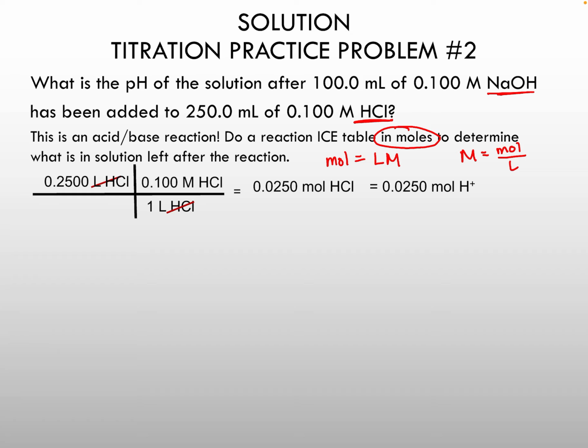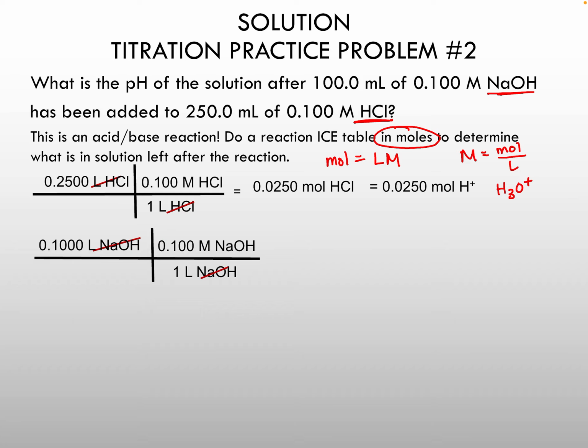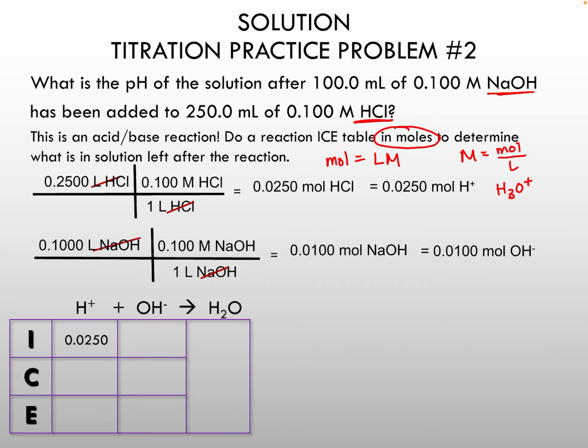So we get our moles of hydrochloric acid. That, because it dissociates completely, is going to be our moles of H+, or you can use moles of H3O+, whichever one you would like to use. And then we'll do the same thing with our sodium hydroxide, we'll get our moles of sodium hydroxide. And again, sodium hydroxide is a strong base, so it will dissociate completely in water, leaving us just with our hydroxide. So then we can write our reaction and make our ice table. So we're starting off with 0.0250 moles of our acid and 0.100 moles of our base.